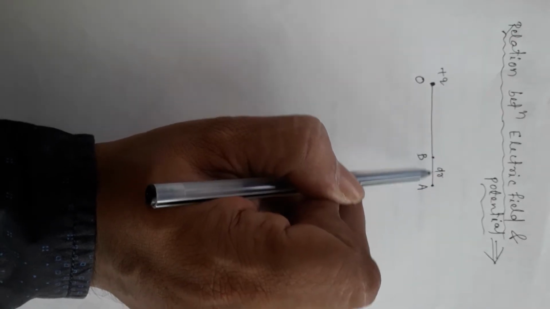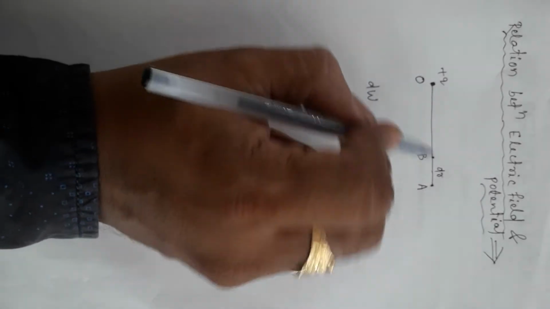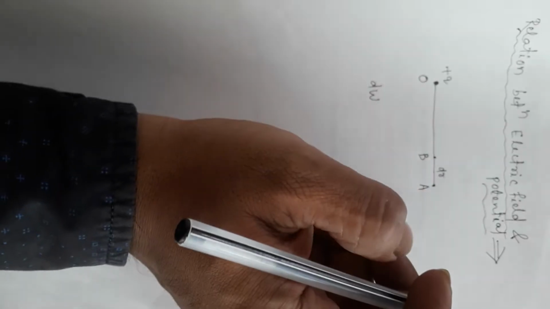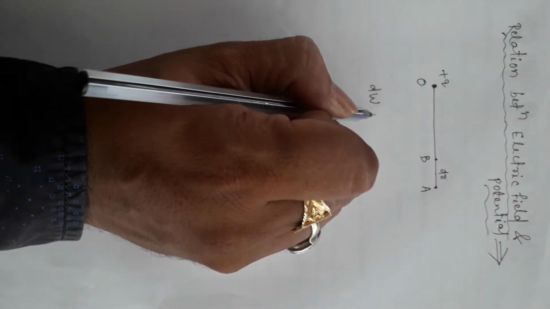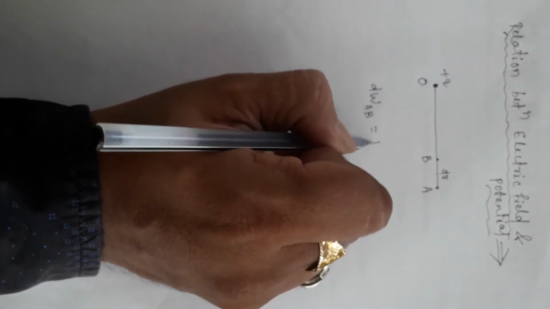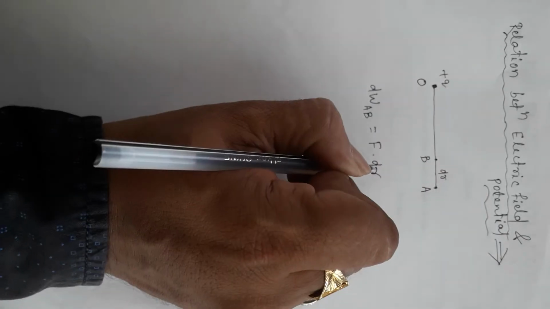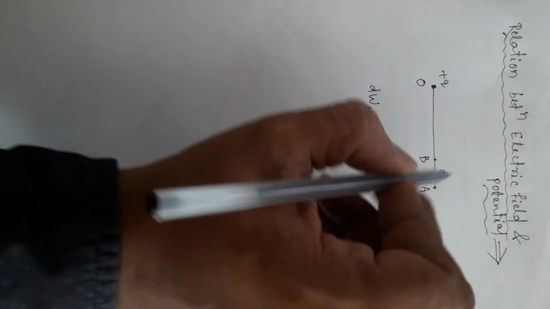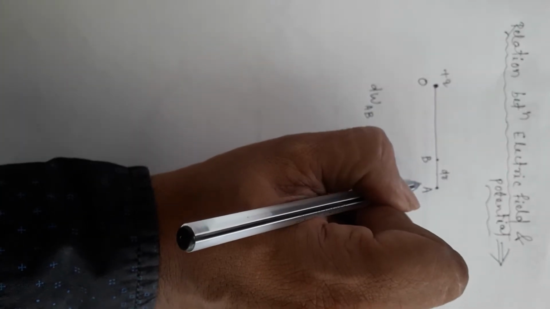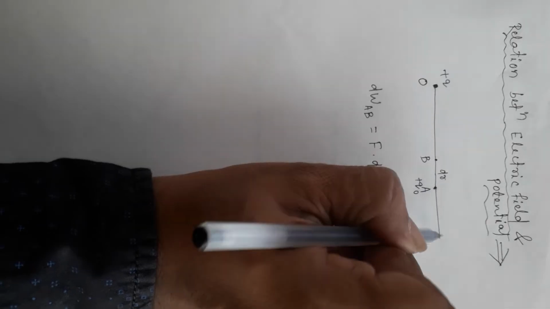So there will be some displacement and some work done to move this test charge from A to B, and that work done will be dW, a small work done due to this small displacement dr. This small work done from A to B, dW_AB, is force into displacement, that is F into dr. Here the positive test charge Q0 is placed, and this plus Q will repel it, and the direction of the electric field is outward in this direction.